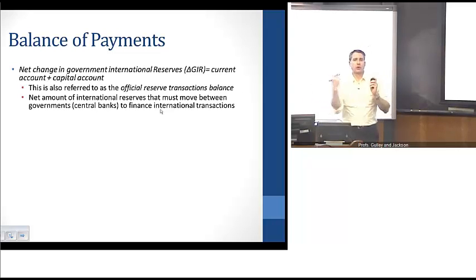Okay. So we're a country, we buy up a bunch of imported goods, we borrow abroad from capital markets to pay for some of that. The rest of the money has to come from somewhere. And so it comes from central banks, and that's what this is about.